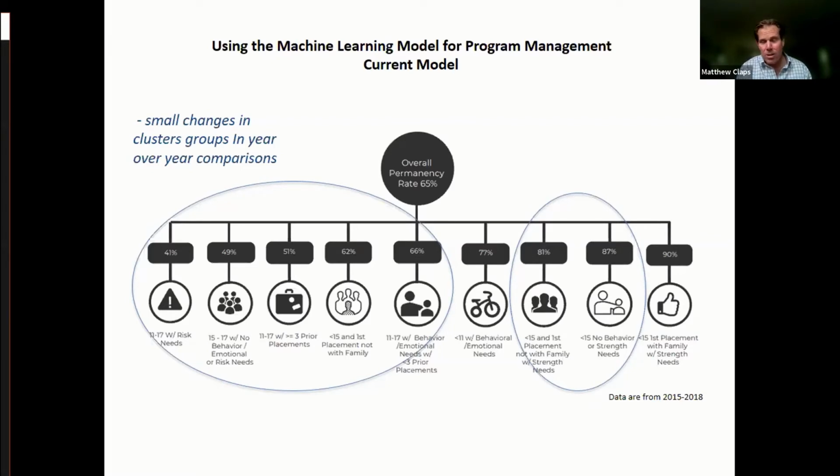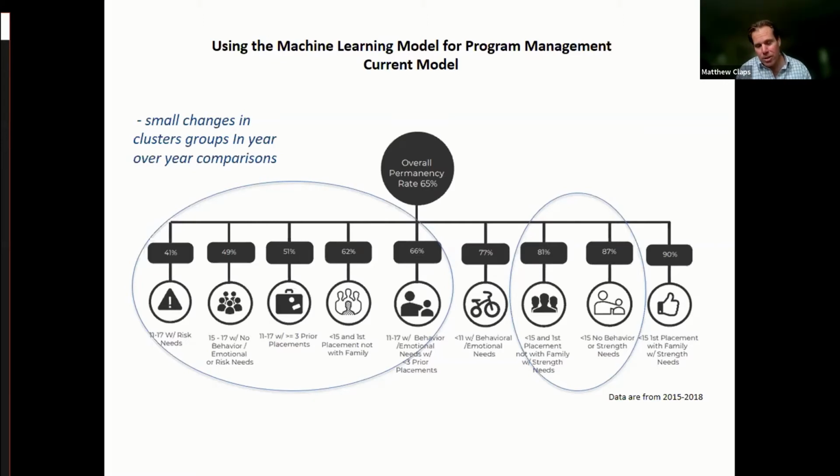And then you can see all the way through these different clusters the various permanency rates for those groups of youth. So I circled a couple areas here. On the left-hand side, you'll see the 41 or 49% youth 15 to 17 years of age who didn't have any identified behavior or emotional needs or risk needs from the CANS, or 66% right there in the middle, a permanency rate of 11 to 17-year-olds who'd had 3 previous placements.